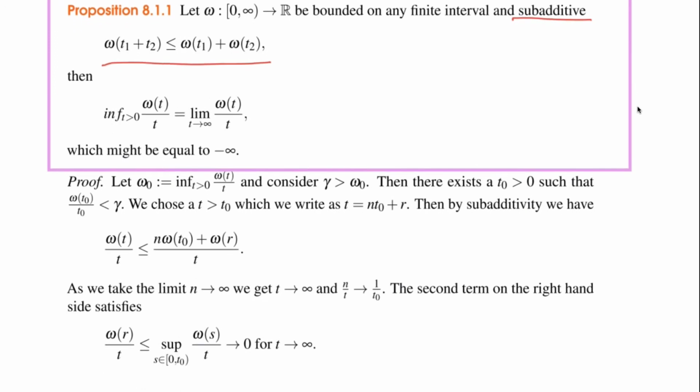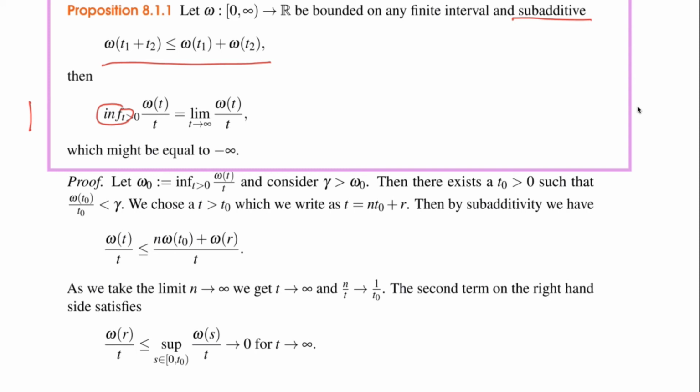Let us look at the proof. So we define omega 0 to be the infimum on the left-hand side of the equations. Let me just make another remark for corrections. Okay, so omega 0 is the minimum value of this ratio, and we consider gamma to be bigger than omega 0. So then there must be a time t0 so that omega t0 divided by t0 is less than gamma, because the infimum was less than gamma.